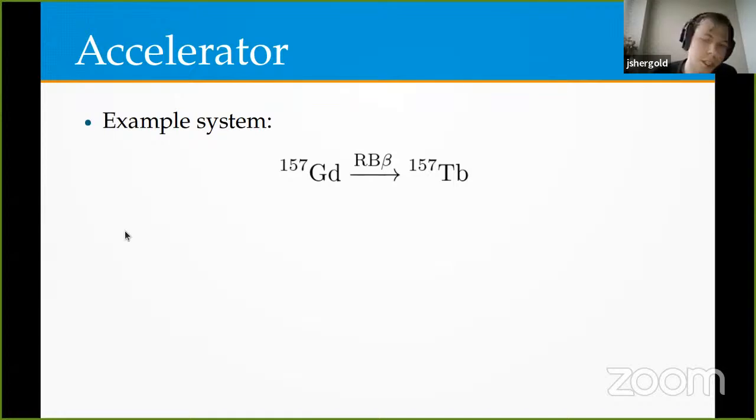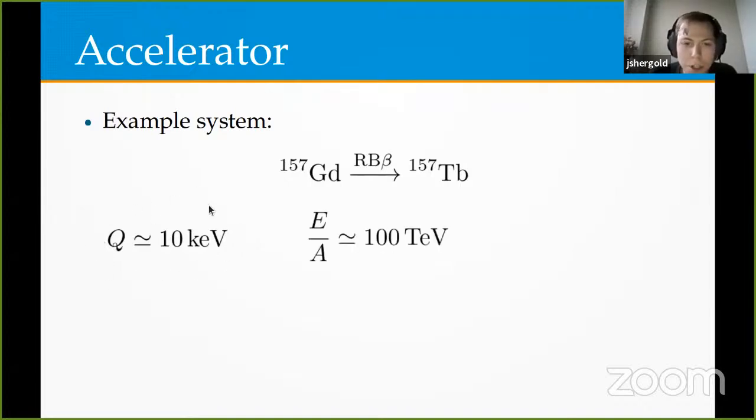It doesn't actually reach this equilibrium point in 1 year or reasonable runtime. I think the lifetime of this terbium is much, much longer than, say, a year. In any case, an example is this 157 gadolinium system, which can resonantly bound beta decay to 157 terbium. It has a threshold of about 10 keV or so, which means you need a beam energy of about 100 TeV in order to get this to work.